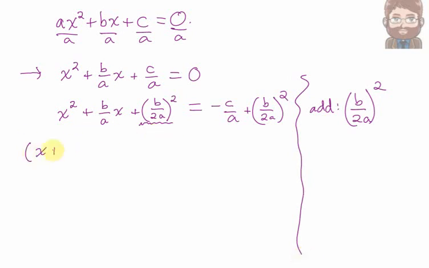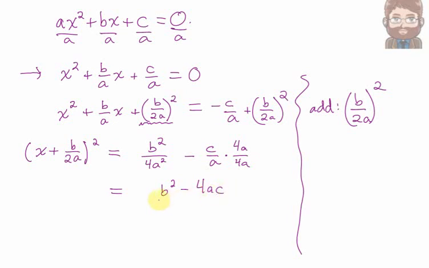We have the quantity x plus b over 2a squared is equal to, I'm going to simplify the right-hand side a little bit, b squared over 4a squared. I'm moving that term to the left and the c over a to the right. Now I'd really like everything over a common denominator, so I'll take this fraction and multiply by 4a over 4a. On the right, that gives me b squared minus 4ac all over 4a squared. That's equal to what we had on the left.